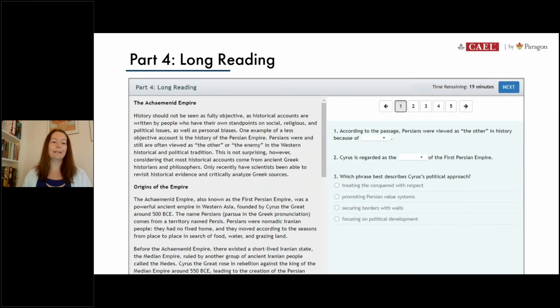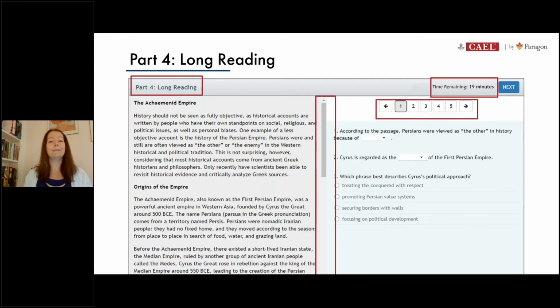So we recognize quickly here that we are dealing with part 4 on the CAEL test, which is the long reading section. We also notice that we've got 19 minutes to complete this entire section of the test, and we have 5 pages of questions to answer. On this part of the CAEL test, you'll have around 11 questions to answer. The length of the article is a good idea to notice as well.